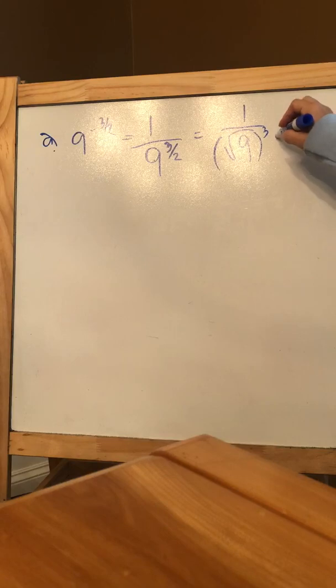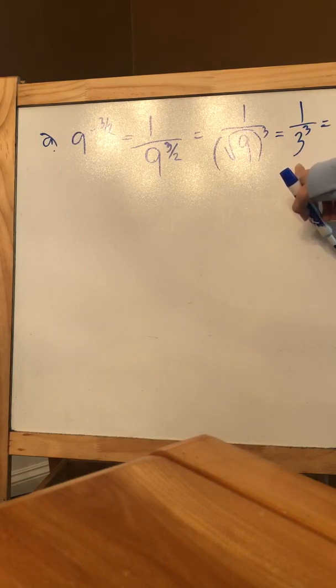What is the square root of 9? That's 3. So we have 1 over 3 to the 3rd, which is, what is 3 to the 3rd? 3 times 3 is 9, times 3 is 27. So 1 over 27 for your final answer there.